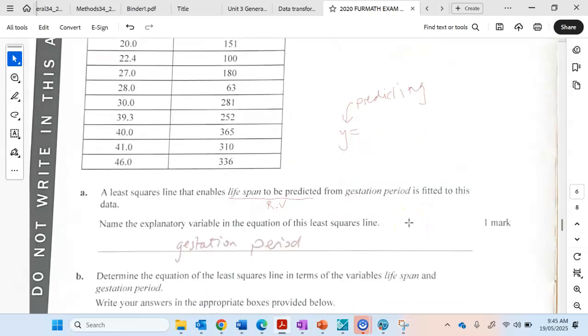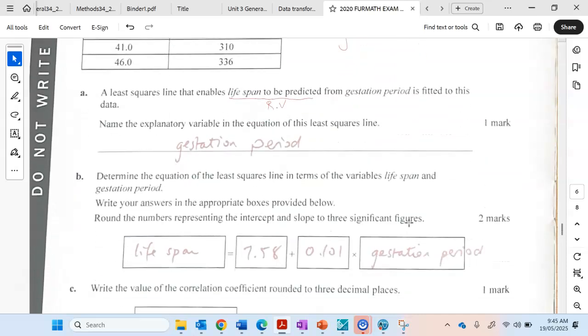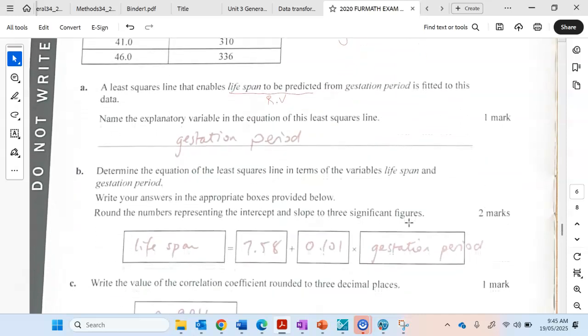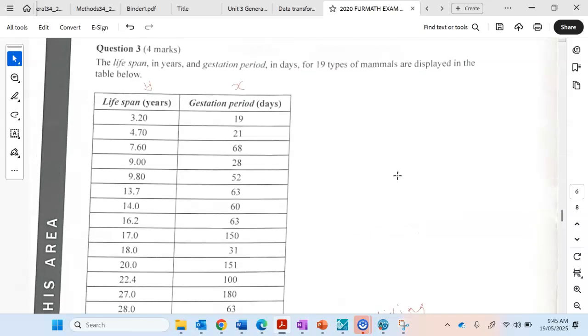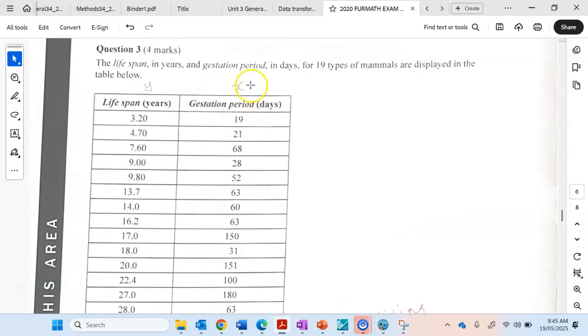Now with part B, you have to do the least squares line in terms of lifespan and gestation period, and we have to do it to 3 significant figures. I'm not going to go ahead and put this in my calculator because it's going to take a long time, but you know how to do it. So you should have gestation period in list 1, Y in list 2.